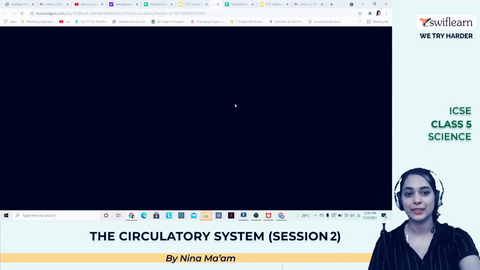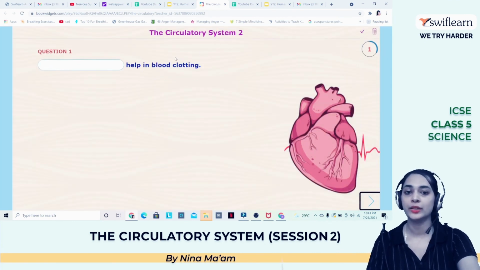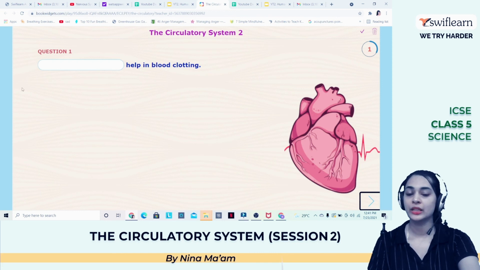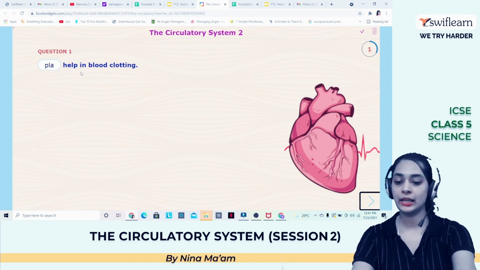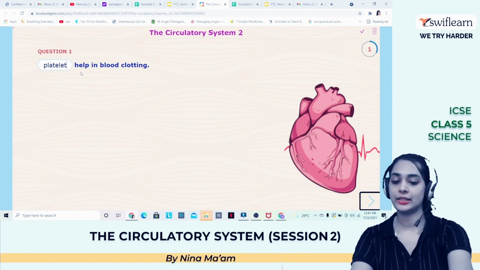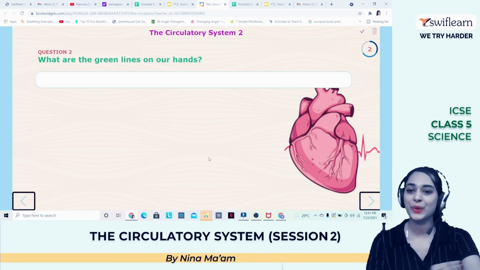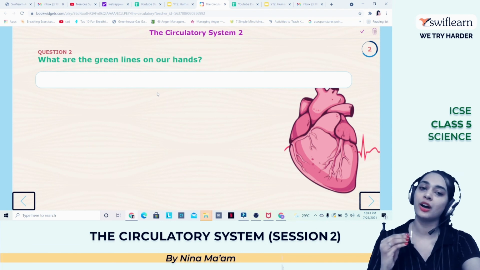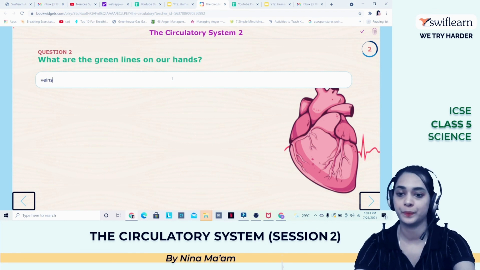Let's play an activity. So here, question number 1. Dash helps in blood clotting. What helps in blood clotting? Do you know? It is the platelets. Let's see. And here, question number 2. What are the green lines on our hands? I hope you know the answer. I will write it for you. The veins.